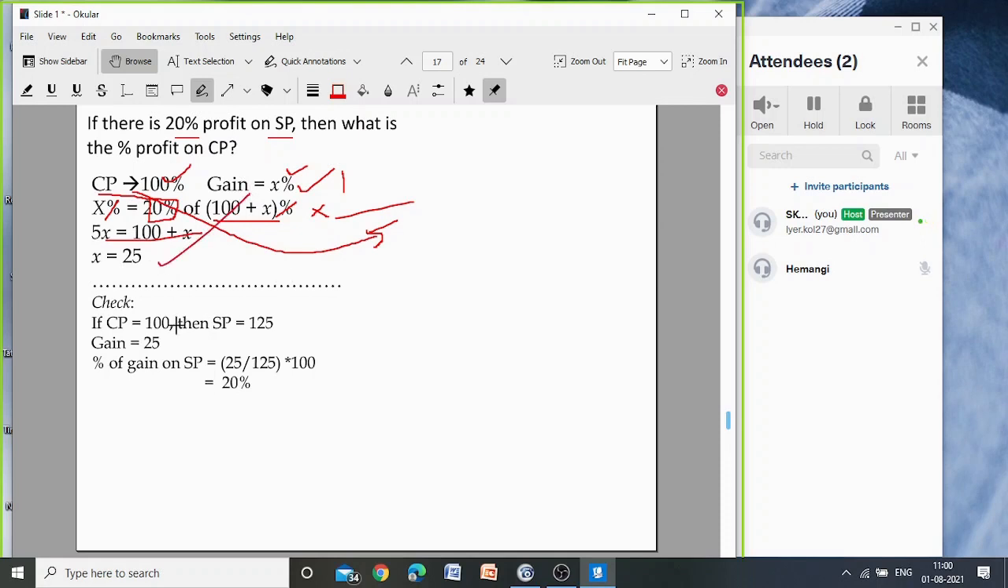So you can check this one. If cost price is 100, it is 25% profit, what we have calculated. So it is 125. Now gain is 25. So gain as a percentage of selling price: as a percentage of cost price, it is 25%. Out of 125, you calculate, 25 ones are 25, 25 5 times 125, and you will get 100 by 5, that is 20%. Got it, Betty? Is it okay?